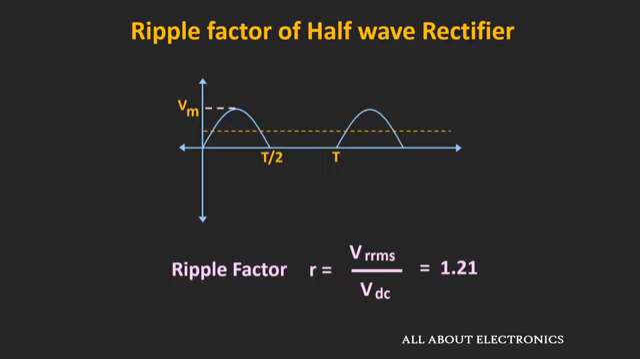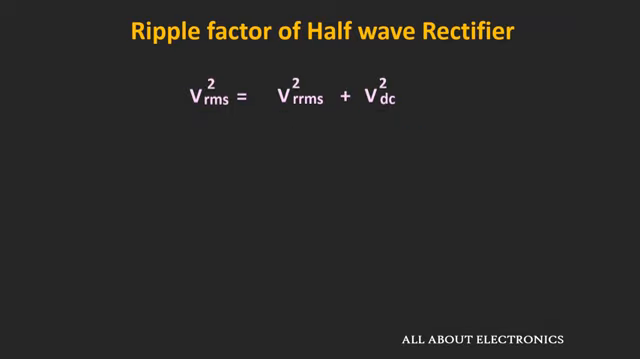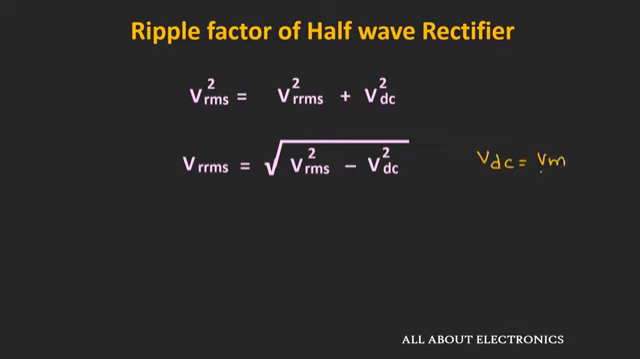Now we already know the DC value or the average value for this half wave rectifier. So to find this ripple factor, first of all we need to find the RMS value of this ripple. For any waveform, the RMS value of the waveform can be expressed by this expression. So from this we can say that the RMS value of the ripple is equal to square root of Vrms square minus Vdc square. Now we already know the DC value for this half wave rectifier. That means Vdc is equal to Vm by pi. And the RMS value for the half wave rectifier is equal to Vm by 2.